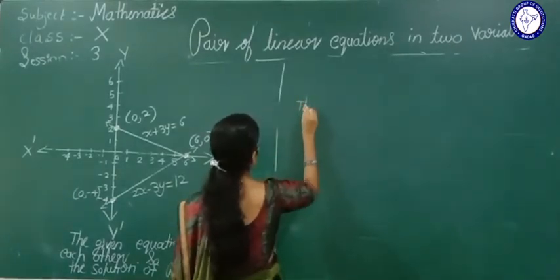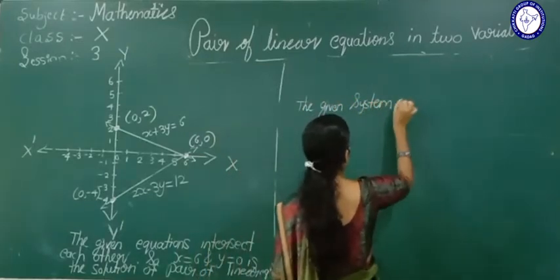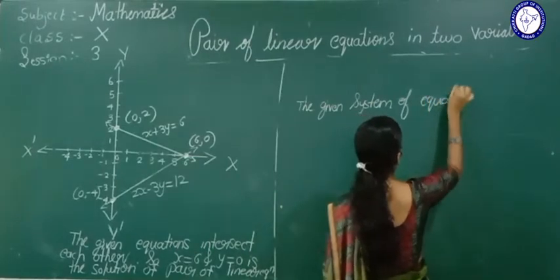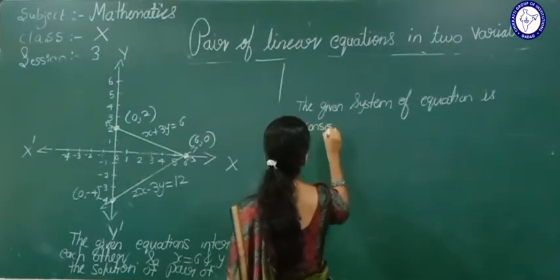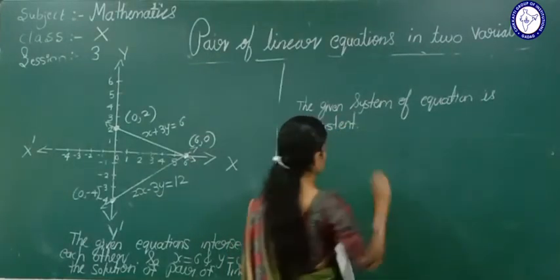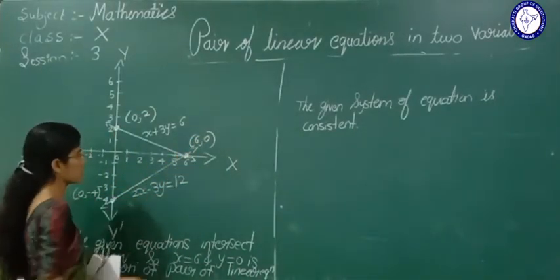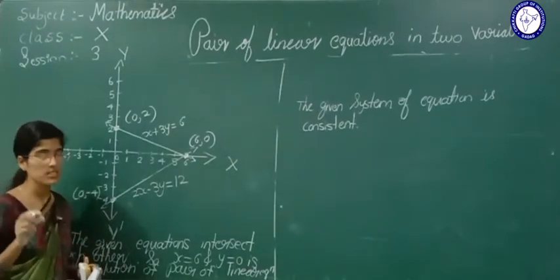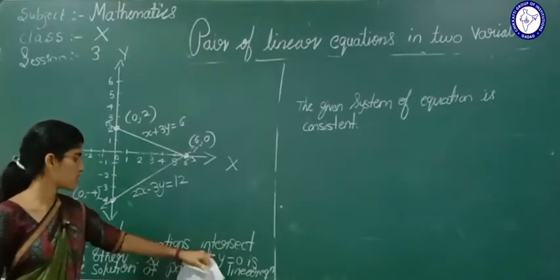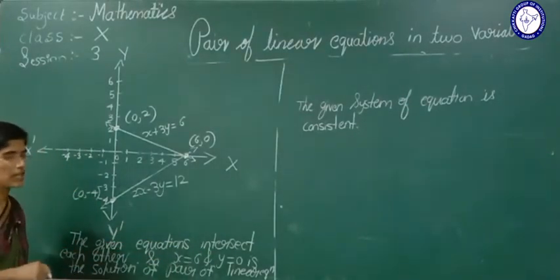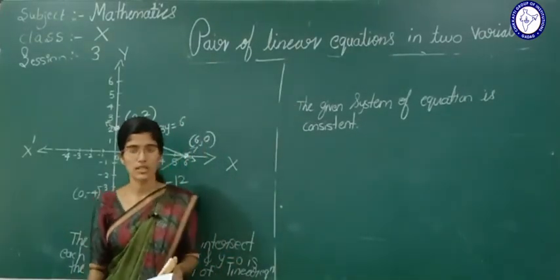The given system of equations is consistent. Yes or no? Because the two lines are intersecting at the point (6, 0). If two lines intersect, the system of linear equations is going to have a unique solution. So x is equal to 6 and y is equal to 0 is the solution of the pair of linear equations. Therefore, the given system of equations is consistent.